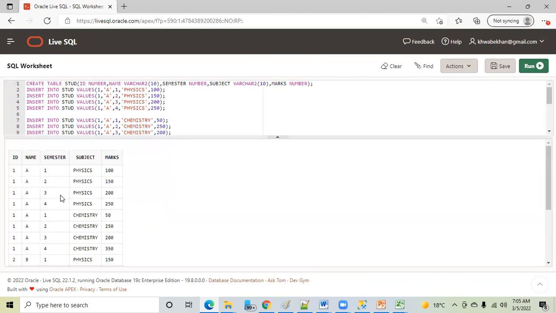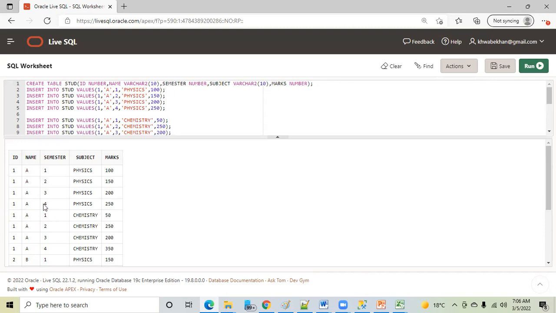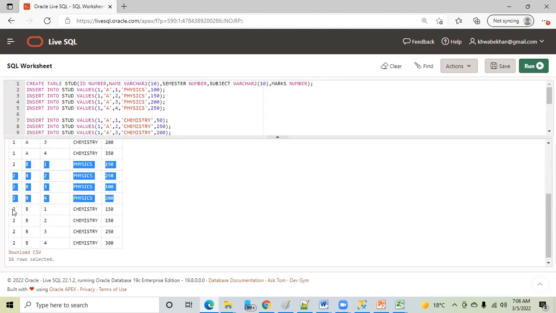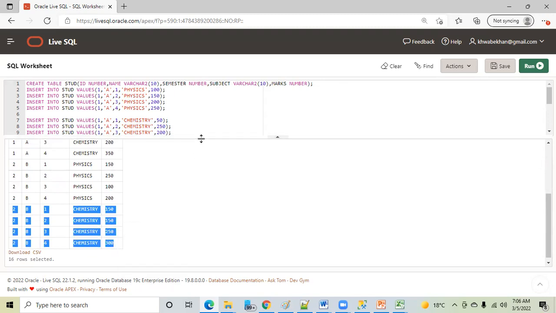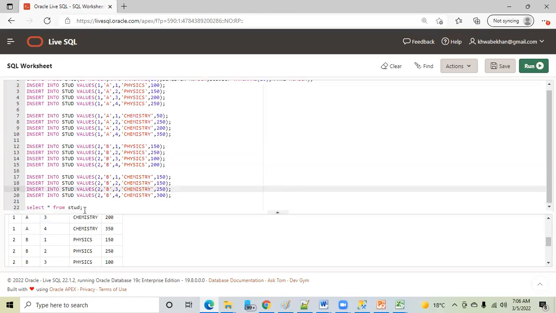I hope you guys can understand. First of all, try to understand what the data is. I have a student A here, and this is the semester. So for A in physics we have 4 semesters, and then for A in chemistry we have 4 semesters. Similarly for B, you have 4 semesters in physics, and then 4 semesters in chemistry. Hope this data is clear. Any question on data?